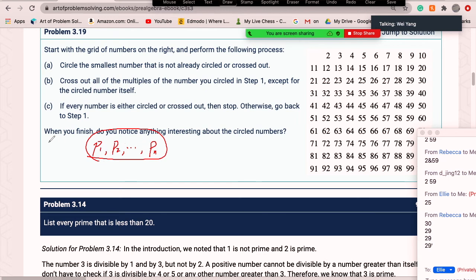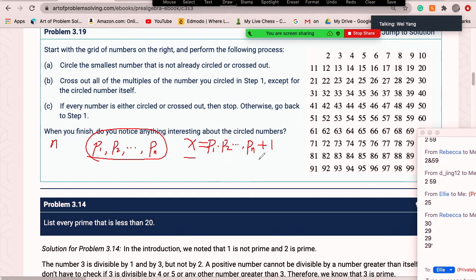Suppose we have a total of n prime numbers, so that's p1, p2 to pn. Now let's count this number: p1 times p2, and so on, times pn. Let's multiply all these prime numbers together, then plus 1. Let's write this number as x.